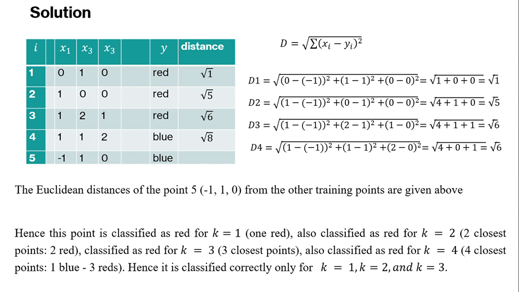That means it classified correctly for k equals 1, k equals 2, and k equals 3. But when it comes to k equals 4, it is not classified, it's neither blue nor red. In conclusion, this algorithm classified correctly for k equals 1, 2, and 3, but when it gets to k equals 4, it failed to classify as red.